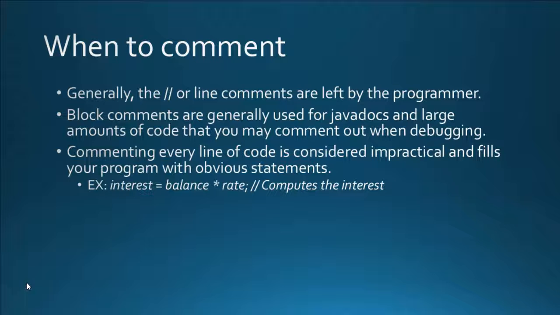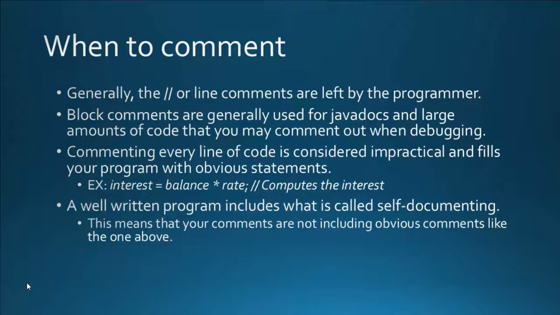So, for example, here I have interest equals balance times rate, computes the interest. Obviously we know this is going to find the interest. It seems pretty self-explanatory. A well-written program is also going to include things like self-documentation. This means that your code is clear enough that you don't need obvious comments like the one above.